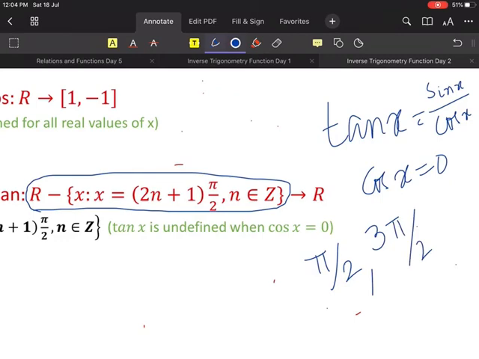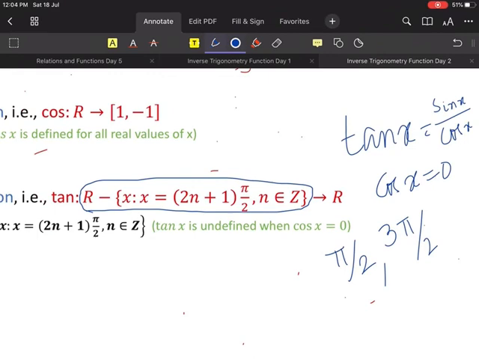Now 270 I can write as 3 pi by 2. Everybody agrees with this one? Yes or no? 90 I can write as pi by 2. So if I multiply 3 into 90, I get what? 270 degree, right? Yes, sir. Acha, pi means how much? 180. Thank you. You saved my day.